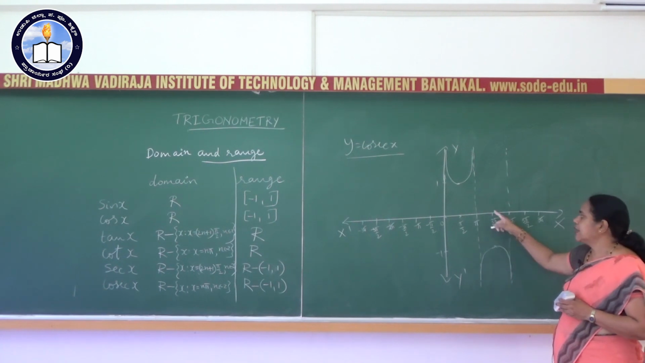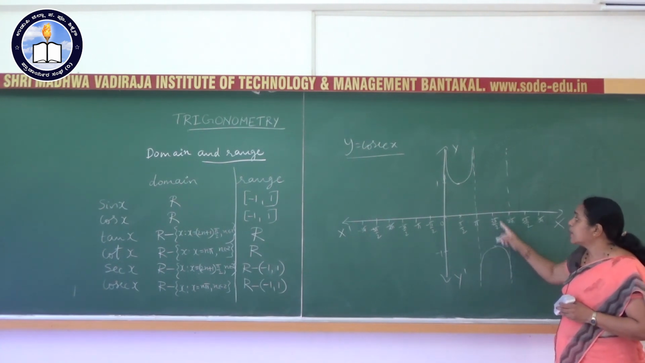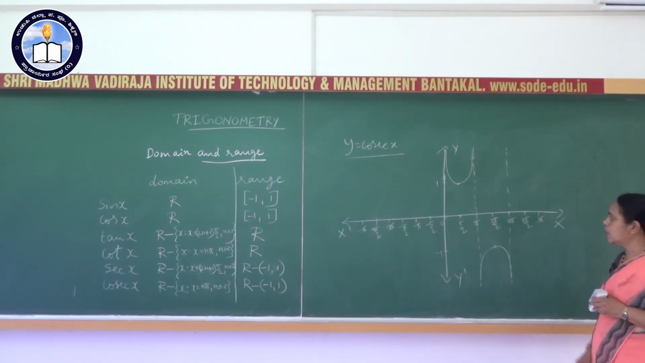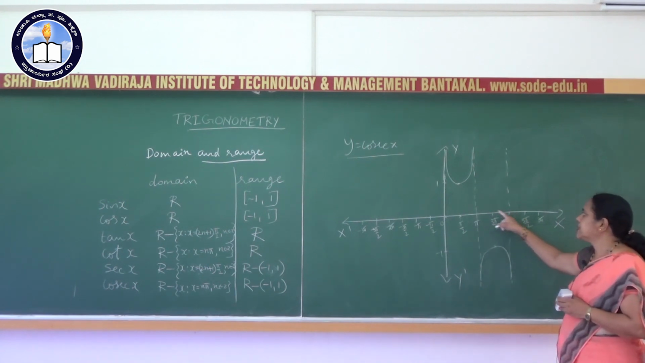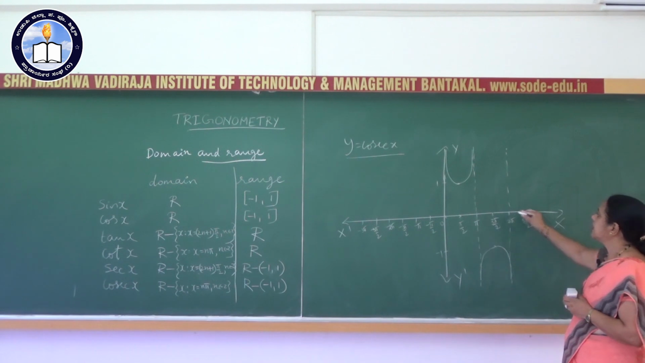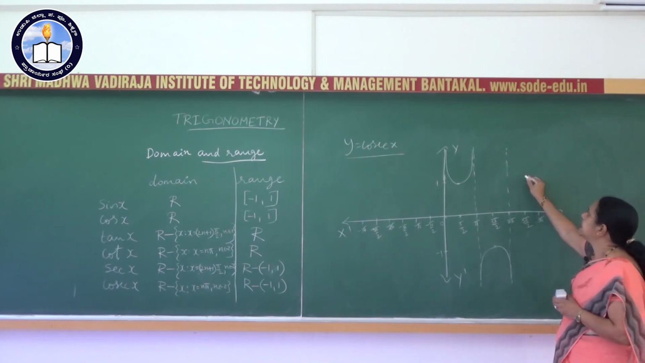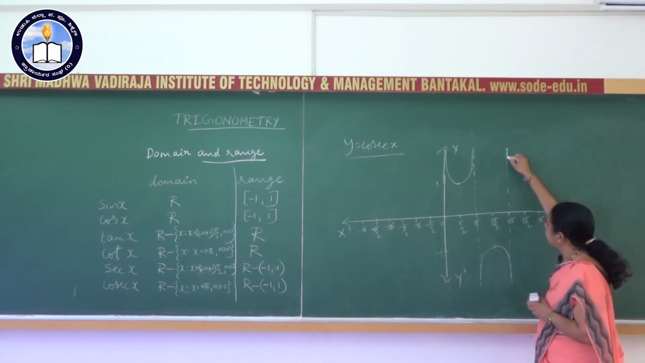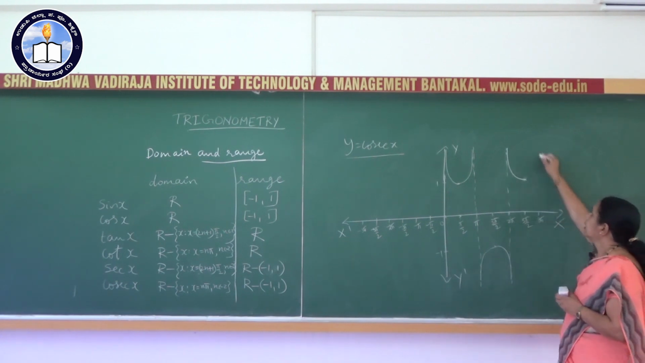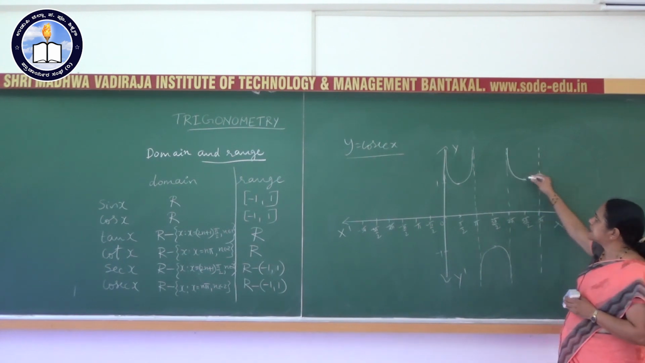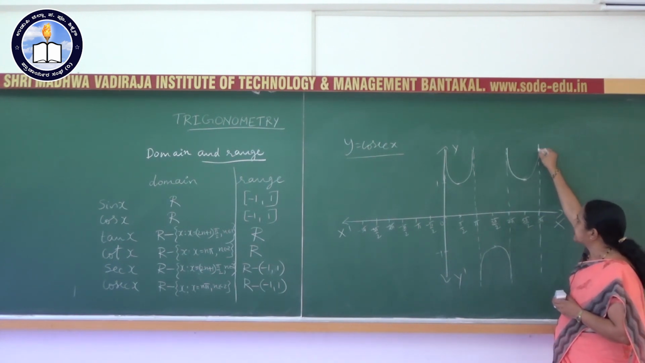Cosecant 3 pi by 2 is minus 1. Cosecant in the third and fourth quadrants is negative. So the graph lies completely below here, below minus 1. Cosecant 5 pi by 2 is plus 1. So in the first quadrant, the graph lies completely above here, above 1, because in the first quadrant cosecant x is positive, and in the second quadrant also cosecant x is positive.